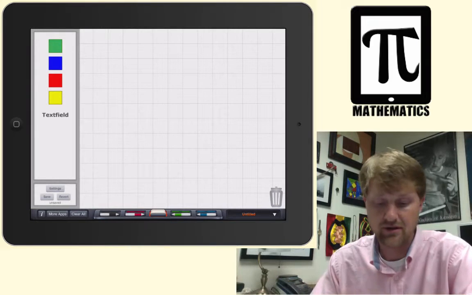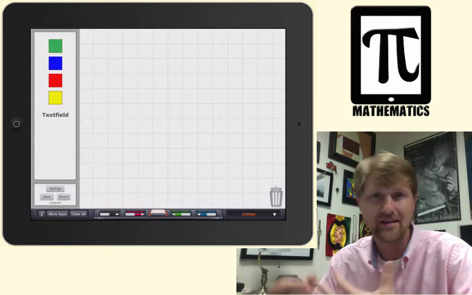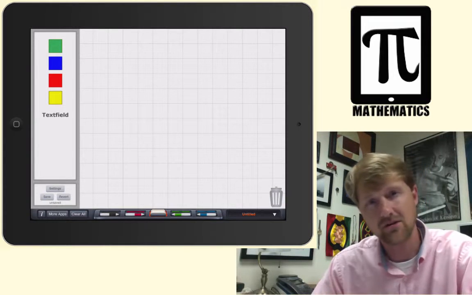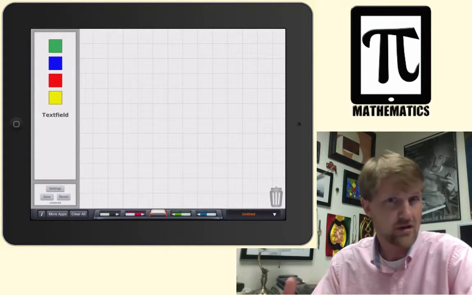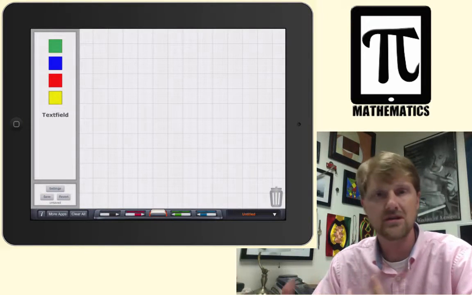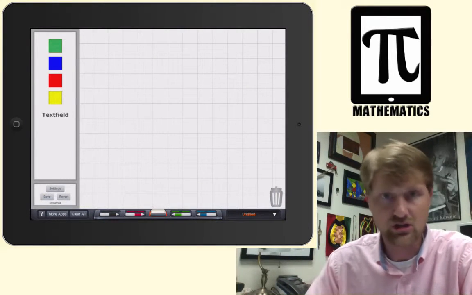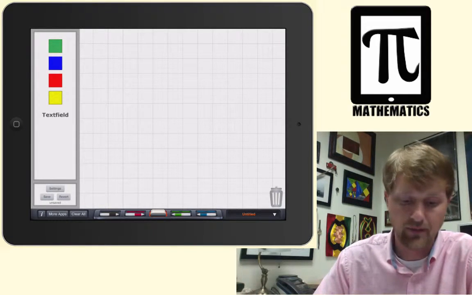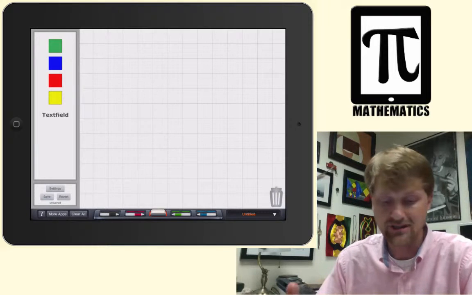This video is on the locker problem and the extension that you have for the locker problem related to factors. I have another video on the locker problem itself that goes into some detail about how to do it. I'm just going to show some other ways real quick how you can use some other iPad apps to help teach this.